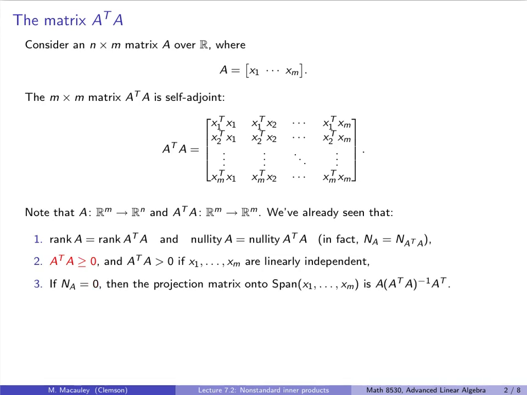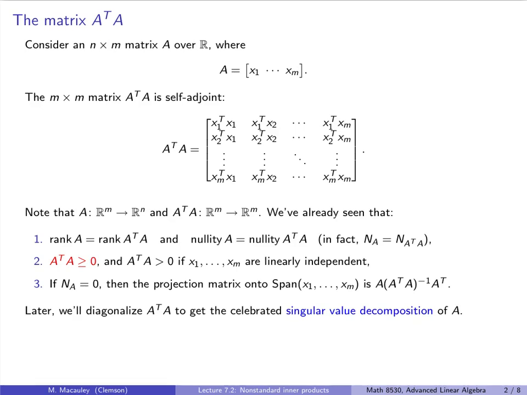We've seen that if the null space of A is trivial, or equivalently, if the columns are linearly independent, then the projection matrix onto the span of those columns is A times (A transpose A) inverse times A transpose. Later in this section, we will diagonalize A transpose A to get the celebrated singular value decomposition of A, which comes up in many applications in applied math and statistics.